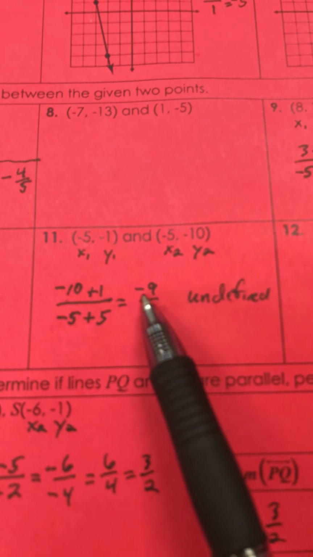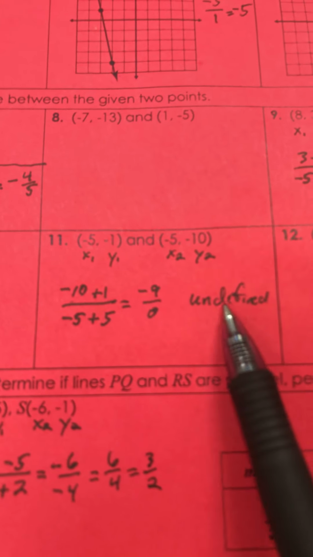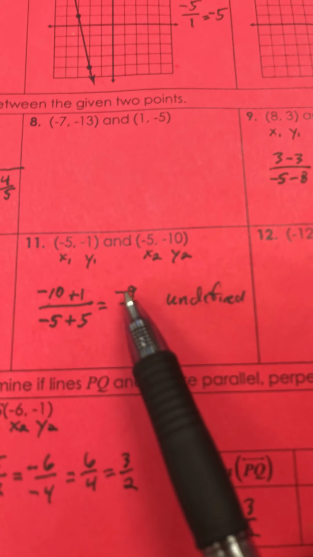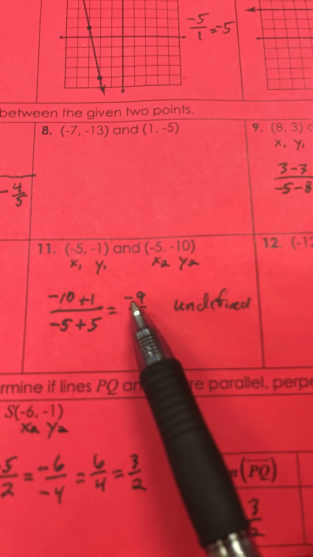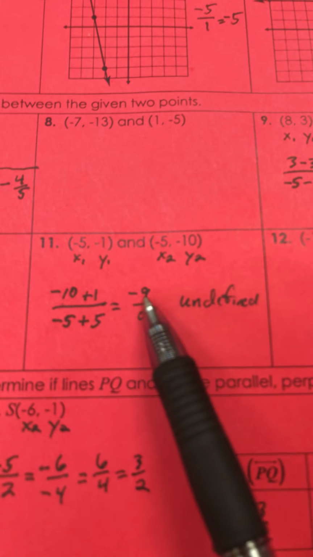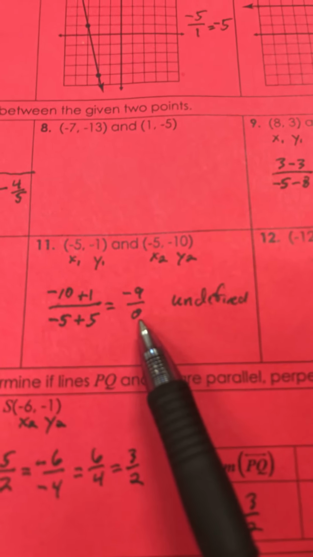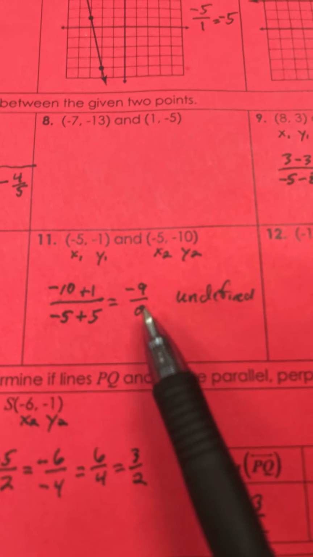Number 11, I just take my y2 minus my y1 and my x2 minus my x1, and I get negative 9 over 0. Now this one is going to be undefined. Whenever you have a 0 on the bottom, and if I were to do this on my calculator, a fraction is a division problem, so negative 9 divided by 0, you're going to get an error reading on your calculator.